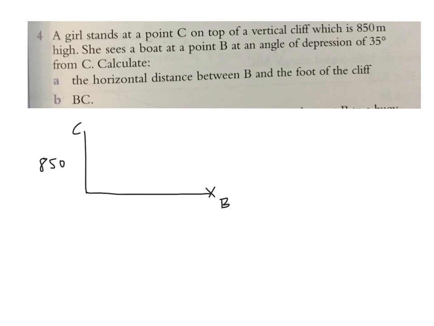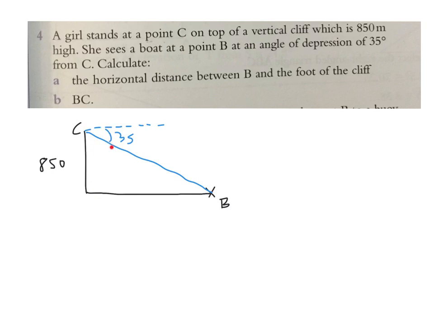And it says that the angle of depression is 35. So if the girl's at C, if she looks straight ahead, that would be 0. Depression is going down. So if we go angle downwards, being 35 degrees, that's your angle of depression. Okay? And we're going to work with this triangle to solve things.